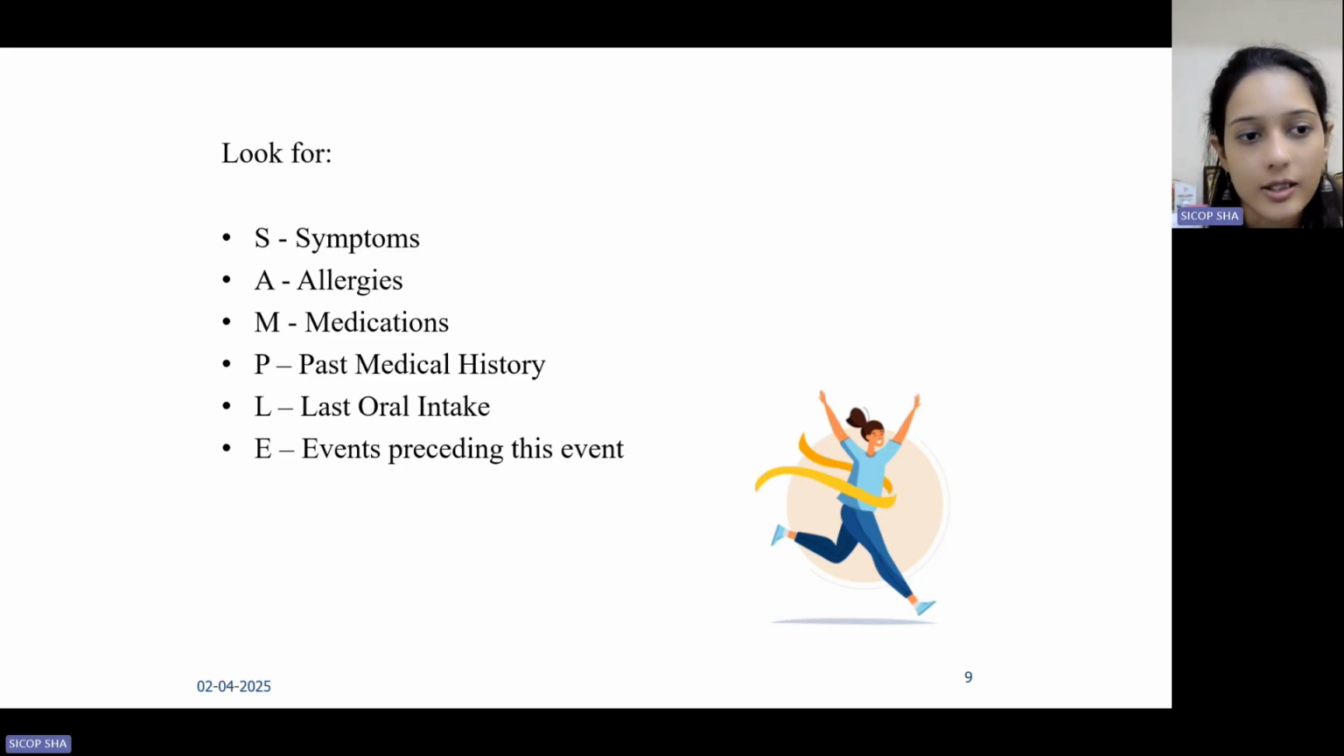And lastly is E, events preceding this event. Identify what the runner was doing before the symptoms started. Ask about environmental factors such as weather conditions, pacing strategy, and recent injury. What you will ask your runner is, what were you doing when this started? Did something unusual happen, like a trip, fall, or sudden movement? Did you start with a sudden pain?